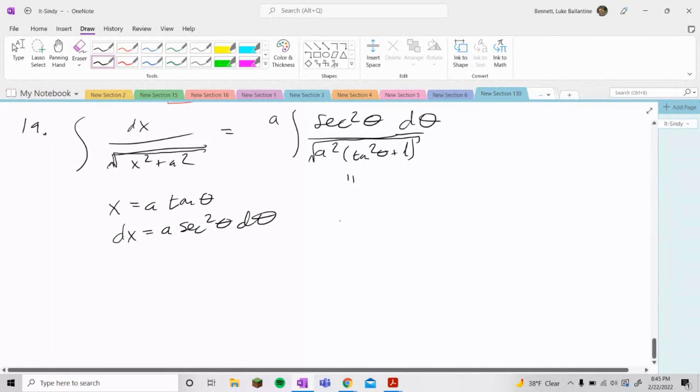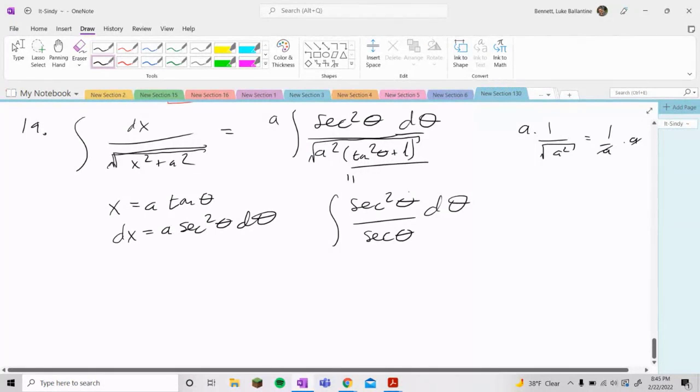So this is, well, the a's will cancel, right? We're taking root a squared in the denominator, so that turns into the absolute value of a, 1 over a, and we're multiplying by a to begin with, so the a's will cancel. So this is secant squared theta times secant theta d theta. Right, tangent squared plus 1 is just secant squared. We take the square root, that's secant. So now we have the integral of secant theta d theta.